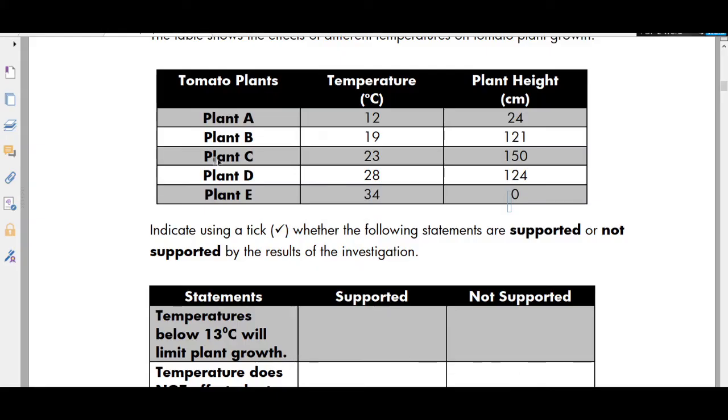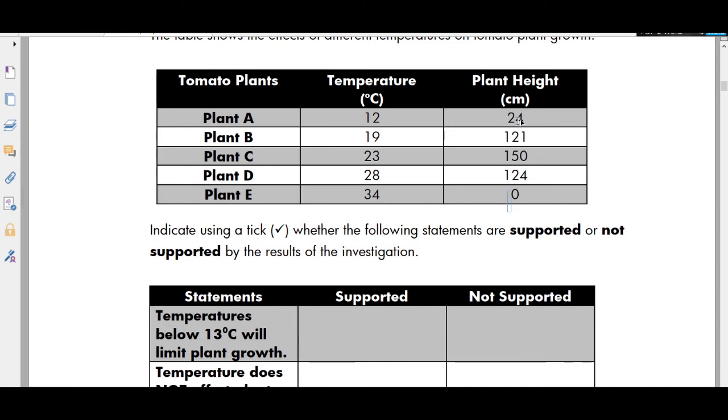So back to the question now. Again, one has to be looking at the information presented in the table. So we have plant A. It was exposed to a temperature of 12 degrees Celsius and it grew 24 centimeters.